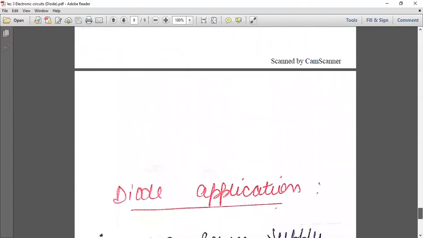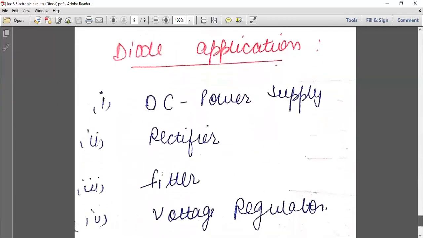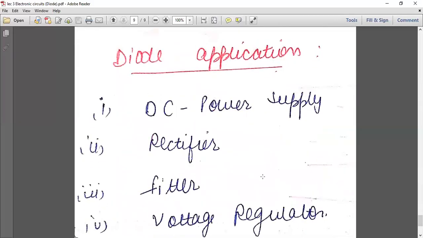And there are some applications of diodes. There are a few applications of diodes. First one, DC power supply. It is used in DC power supply, in rectifiers, in filters. It is also used in voltage regulators. We are going to cover these topics later on. Right now we are just discussing the applications.